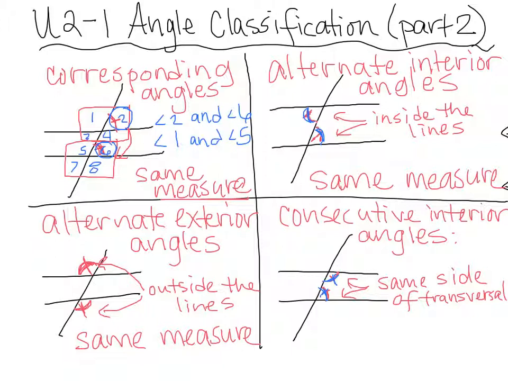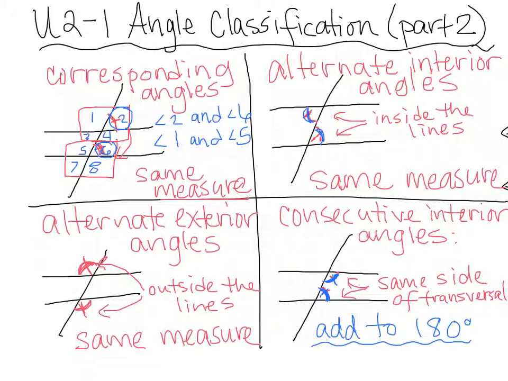Now, these are not the same measure. Okay, notice that the one on the top, that's the obtuse angle, the greater than 90 degrees, and this one here on the bottom, that is the acute angle. It's less than 90 degrees. Those two are actually supplementary to each other. They actually add to 180 degrees. Okay, so let's write that. These add to 180 degrees. So notice that's the only one of these four different classifications where they're not the exact same measure.